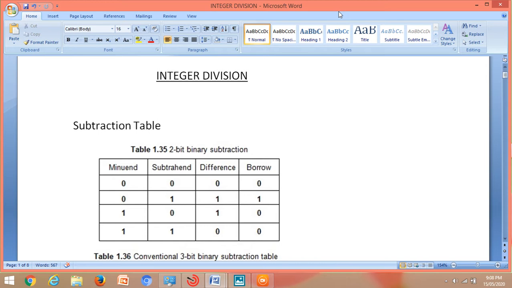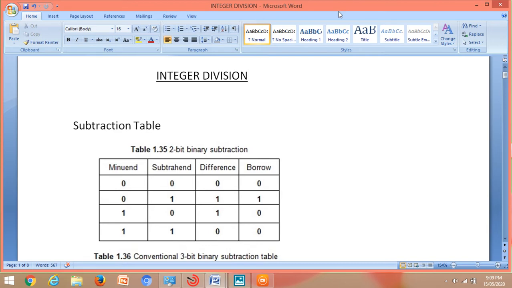Unit 3, that is integer division. To understand integer division, it is necessary to understand subtraction first. As far as addition is concerned, we are quite comfortable. But in subtraction there are chances that mistakes may come, and the mistakes are mostly because of the concept of a borrow. As in addition we have a carry, in subtraction we have a borrow.